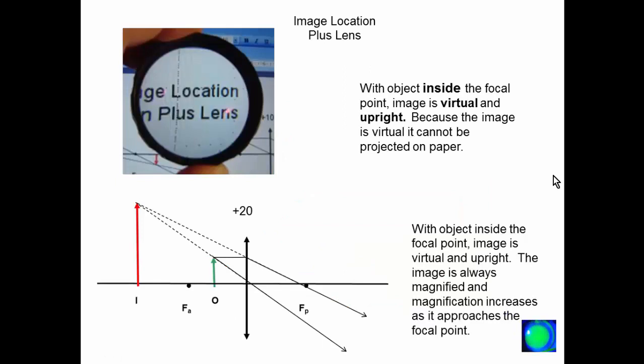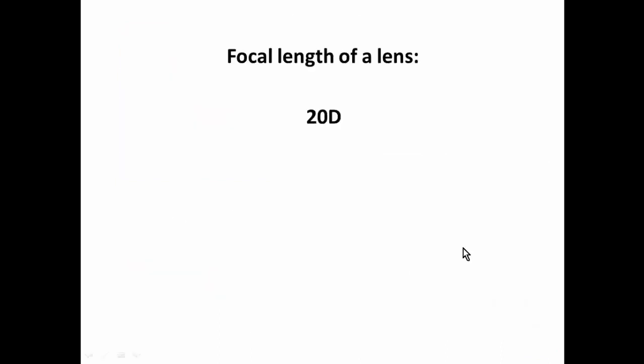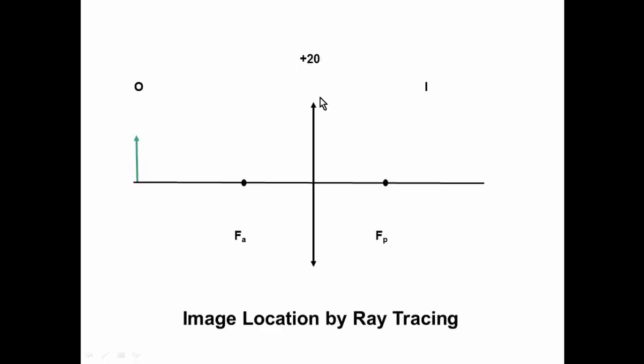So we can talk briefly about image location through both plus and minus lenses. Here's an example of how to locate an image through ray tracing. For example, here's your 20 diopter lens, and in order to locate the focal point of an ophthalmic lens, you simply take the inverse of the power of the lens in diopters. In this case, it's 0.05 meters or 5 centimeters. So to set up your ray tracing, you've got your 20 diopter lens here. You want to locate the anterior and posterior focal points, and in this case it's 5 centimeters.